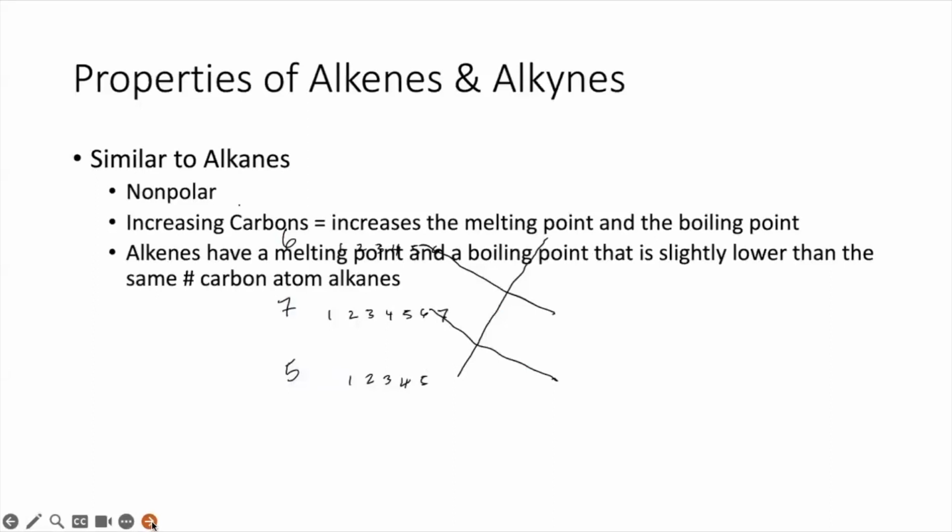All right, so alkenes and alkynes have similar properties to alkanes, where they are nonpolar. As we increase the amount of carbons, we increase the boiling point. The only thing here is that alkenes have a melting point and boiling point that is slightly higher than the same number of atoms in an alkane. So it becomes a little bit harder to melt them when we have that double bond, basically.